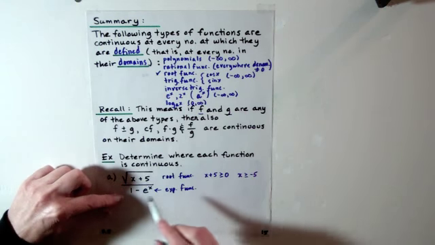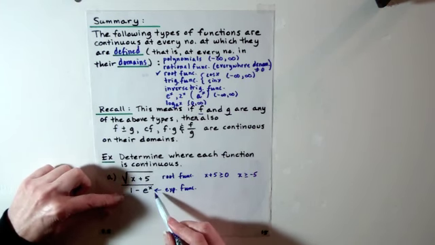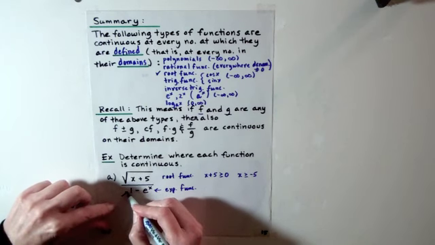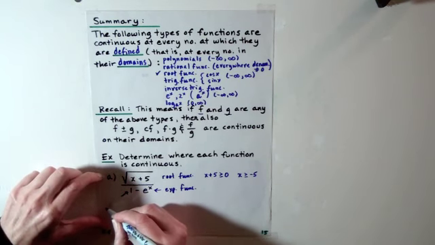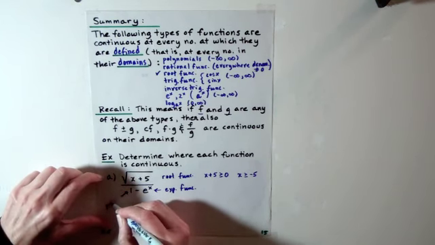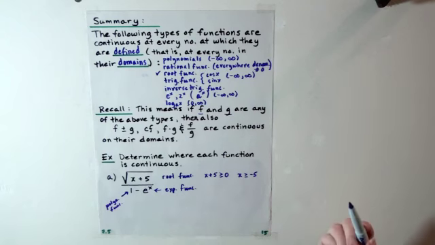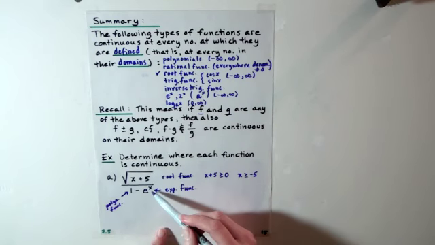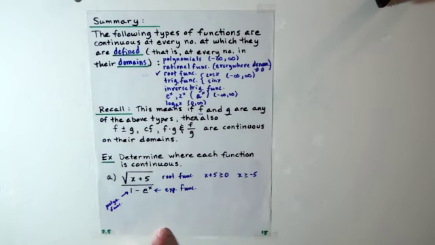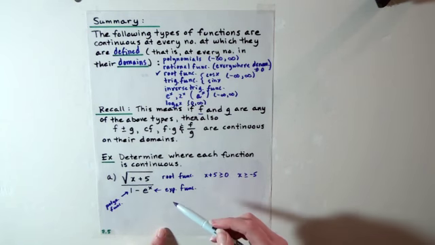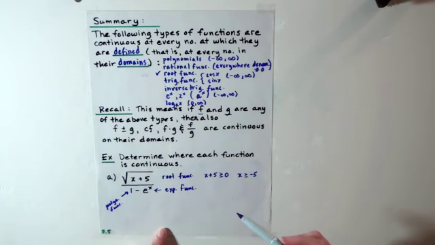Let's think about the bottom. The bottom includes an exponential function. I guess you could say that 1 is a constant function, so it's really a very simple polynomial function. And remember that polynomial functions are continuous everywhere. e to the x is an exponential function. We said exponential functions are continuous everywhere, in other words, for all real numbers x.